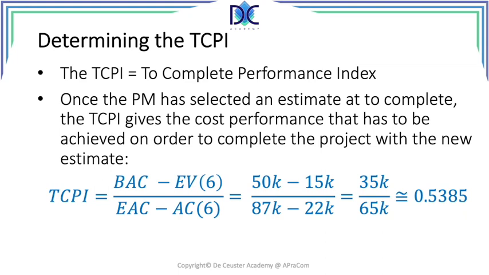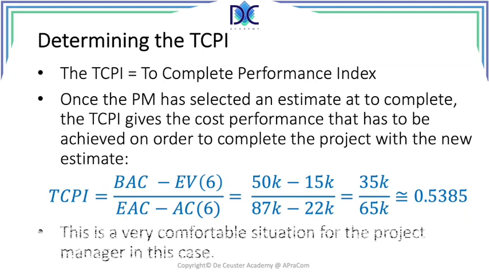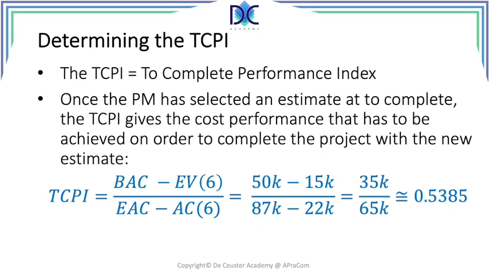In our case, the project manager estimated that the project would cost 87K at completion. When we put the numbers in, we find in the numerator 50K minus 15K, which is 35K. In the denominator, we have 87K minus 22K, which is equal to 65K. And we find the TCPI, which is equal to 0.5385. In this case, it's a quite comfortable situation for the project manager, but I assure you, it's not always the case like this. That was it for this video.